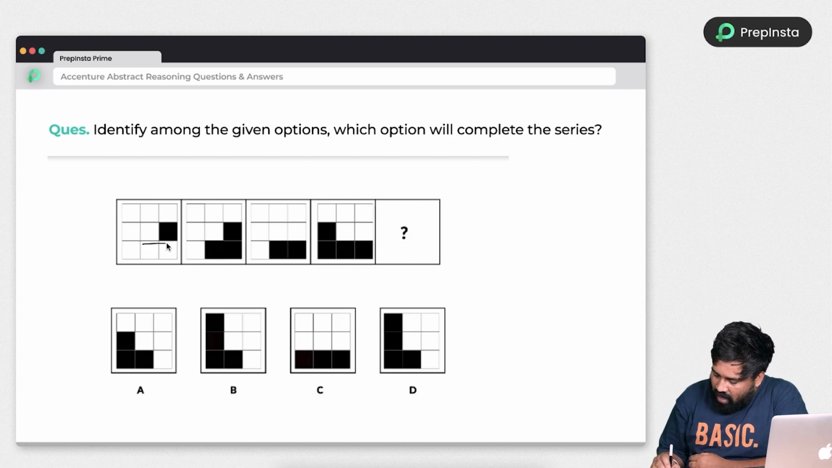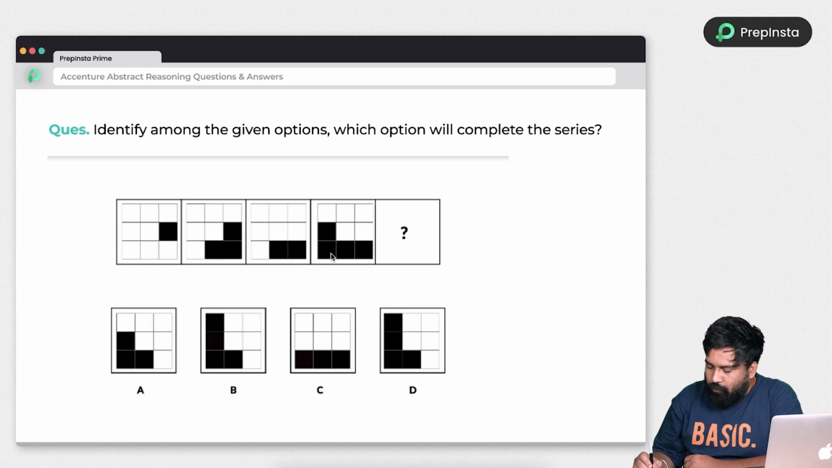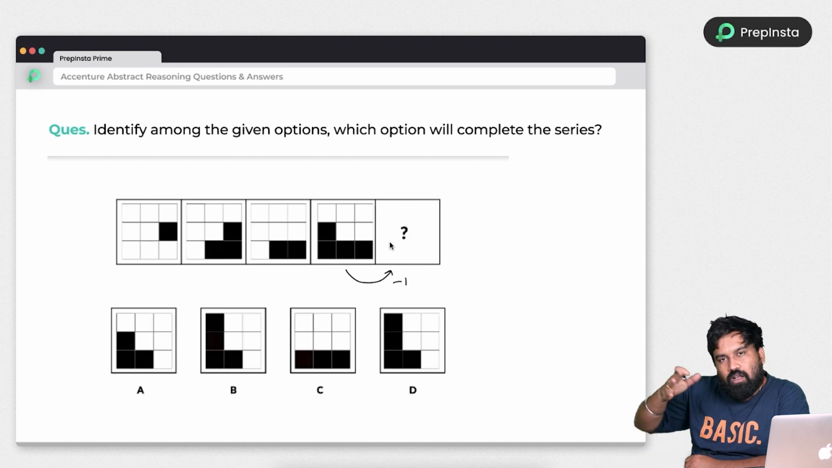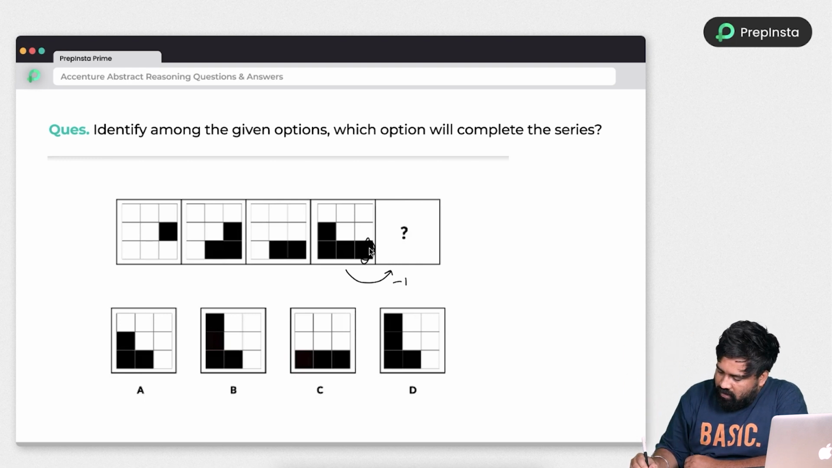See, here I have added 2 boxes, which is nothing but the clockwise direction. In the next picture, I have removed the top one, which is nothing but the anti-clockwise block. So like this, if you observe, the next one will be minus 1, right? Minus 1 means you have to remove the rightmost, which is nothing but the anti-clockwise direction first block, which is nothing but this. So if I remove this block, I will use the white color so that you can understand. If I remove this block, we will be left with just a small L symbol. So option A is correct.